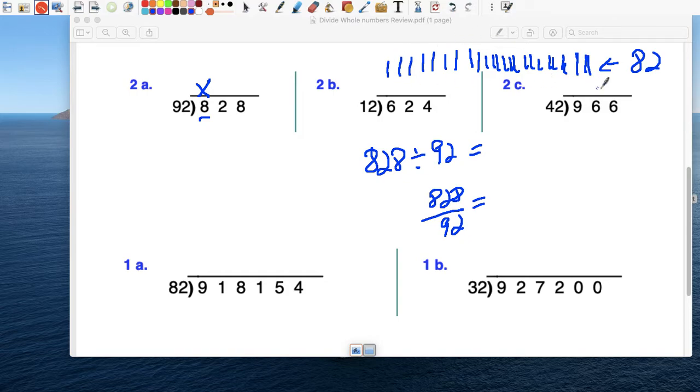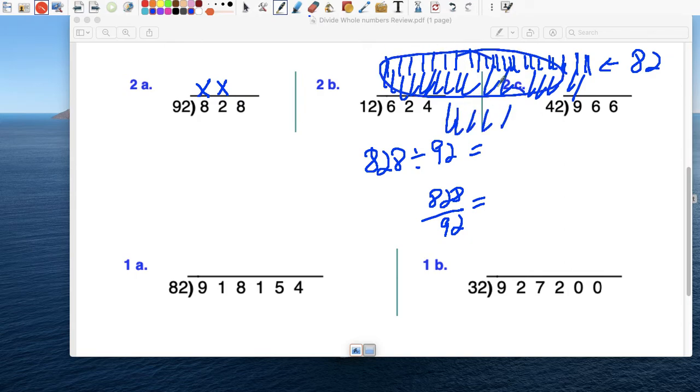¿Puedo hacer un grupo de 92? Can I make a group of 92? No, not enough. So also no. Now, if I drew 828 sticks, can I make a group of 92? Yeah, I can probably make quite a few groups of 92. The question is how many?